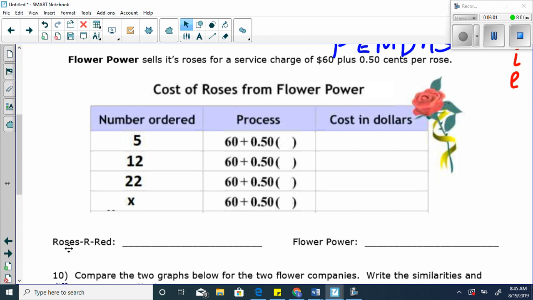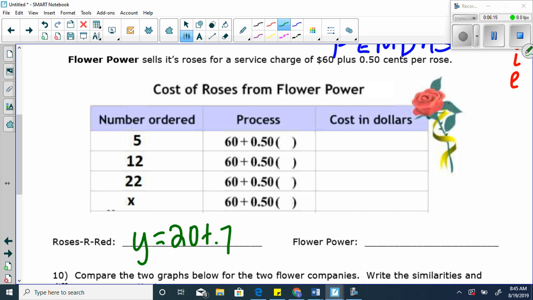So it has this line here, right? On this line, I want your general rule. Well, my general rule for roses are red is my total cost equals $20 plus 75 cents. You're going to write your general rule for flower power, which will be the same thing you write here, and then you're going to circle which one's the better deal. You can tell that by looking at your tables, right? Well, which one's cheaper?